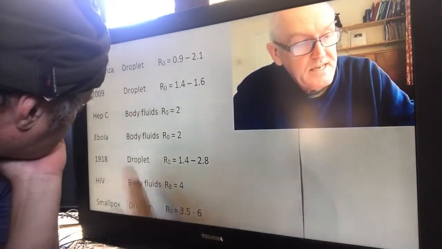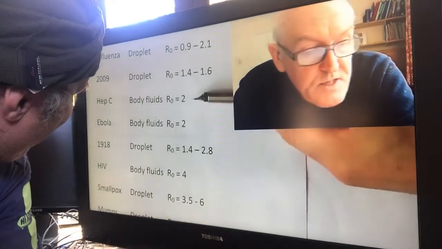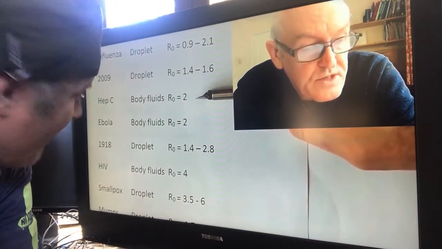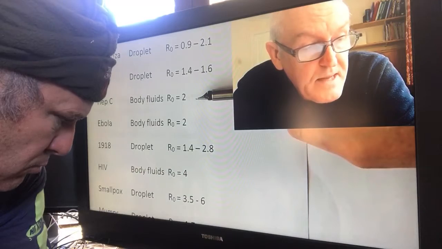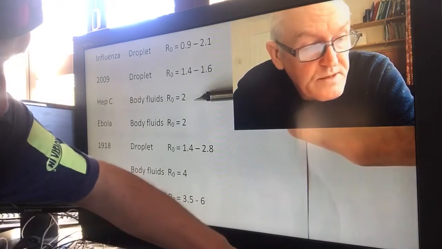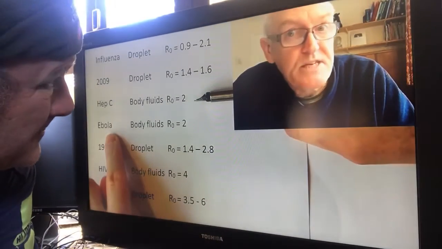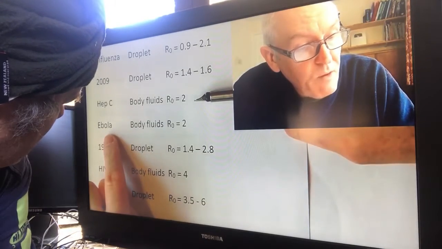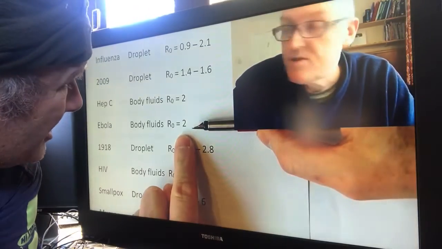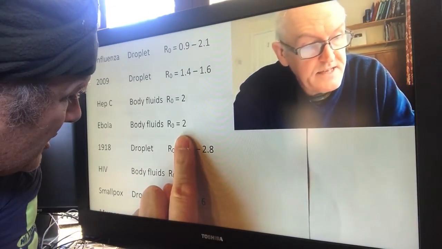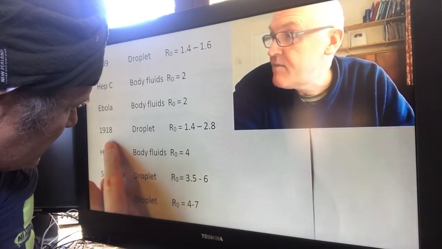Hepatitis C is spread in body fluids, and the practical R naught there is about 2, largely because it's spread through intravenous drug users. Hepatitis B is probably similar, although hepatitis B is more transmissible than C sometimes, and much more transmissible than HIV as well. That's a separate topic. Right, Ebola. Body fluids, the R naught was 2. The trouble with Ebola is the case fatality rate was so frighteningly high, so the consequences of getting that disease were really quite serious.